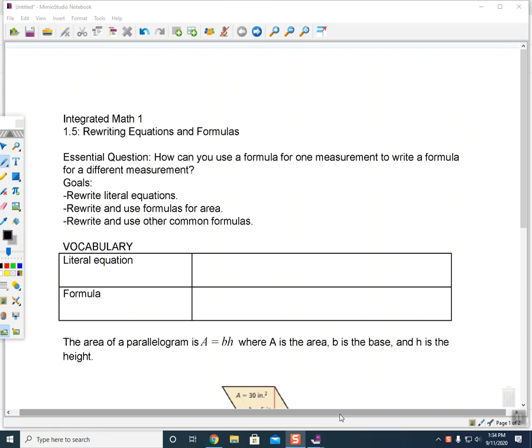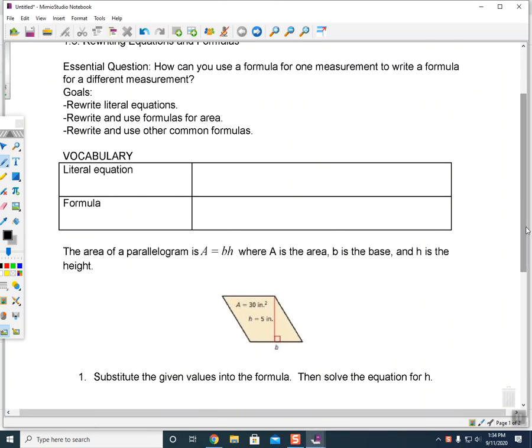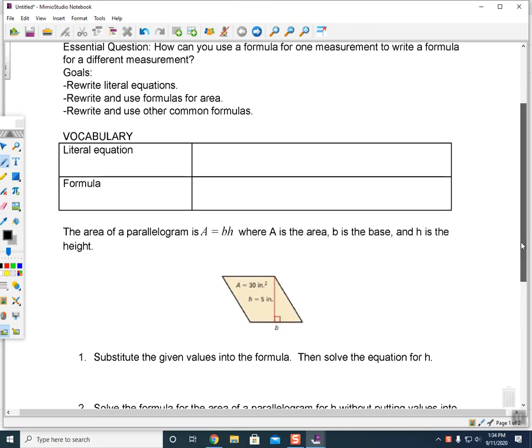Looking at 1.5 today, so everything that we've been doing is revolving around equations, yeah? So now we're just moving into rewriting equations, and then also we're looking at some formulas. We rewrite equations to figure out what it is that we need to figure out, right? So we've been doing this. It's just going to look a little bit different now than what we are used to.